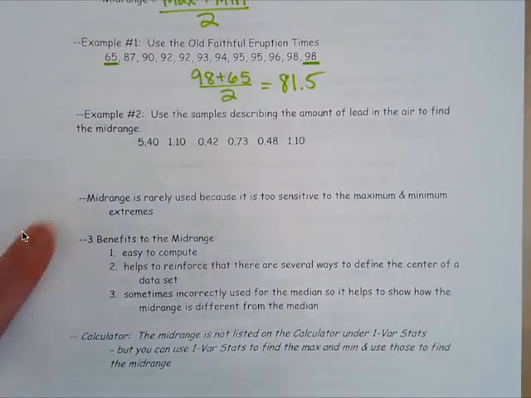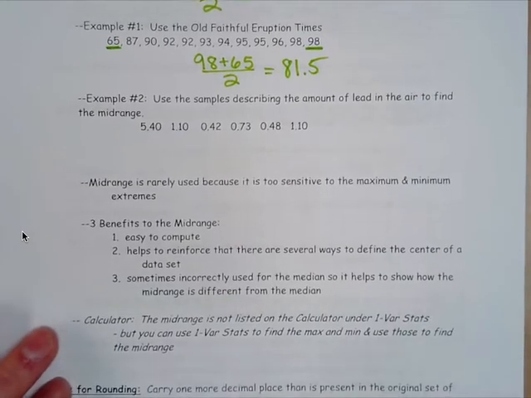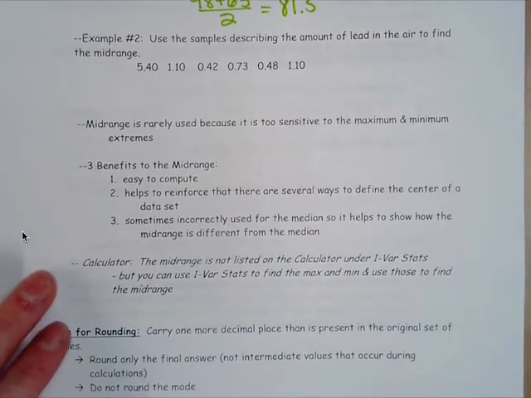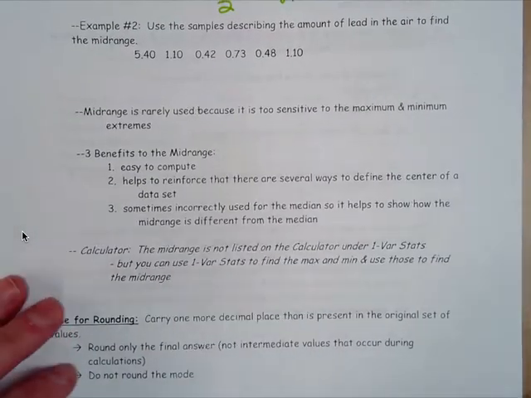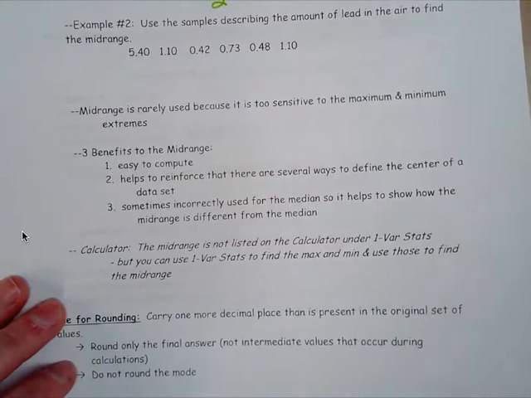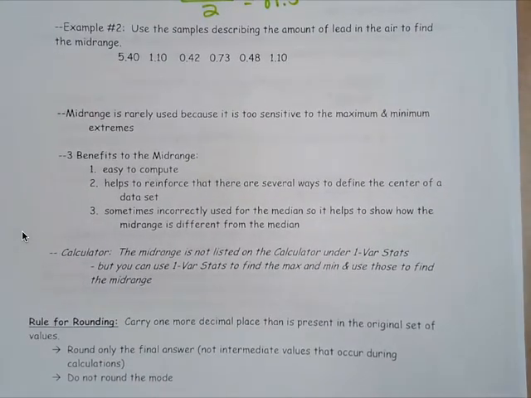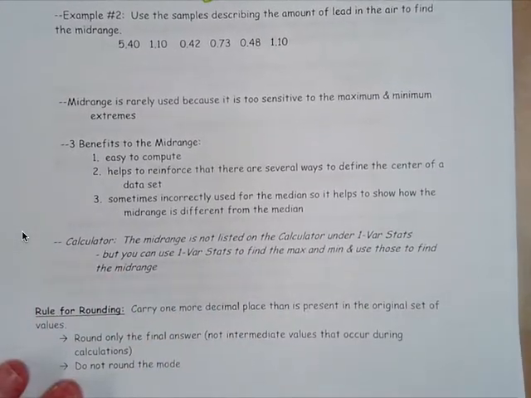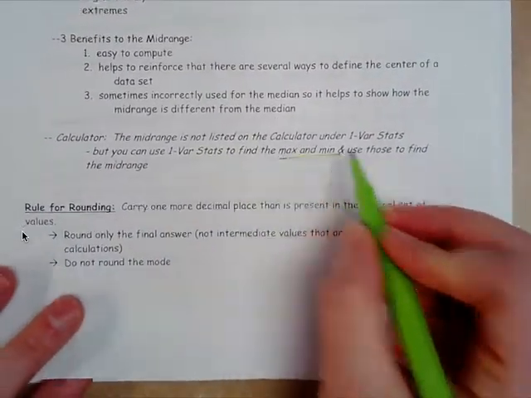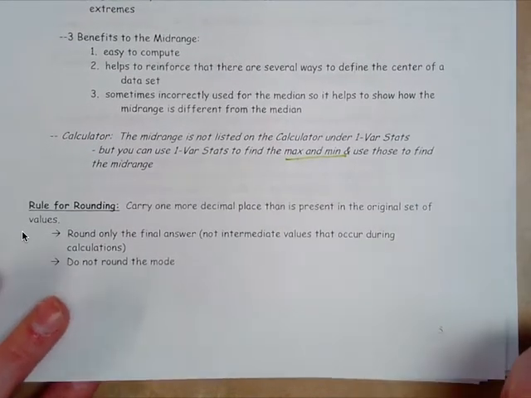We're going to skip example 2. Mid-range is rarely used because it's too sensitive to the max and min extremes. Benefits of it, it's easy to compute. It just tells you that there's multiple ways to find the center. But it's sometimes incorrectly used. So we don't really use that very much. The calculator does not give us that information, but it does give us maxes and mins, which we can use to find our mid-range.